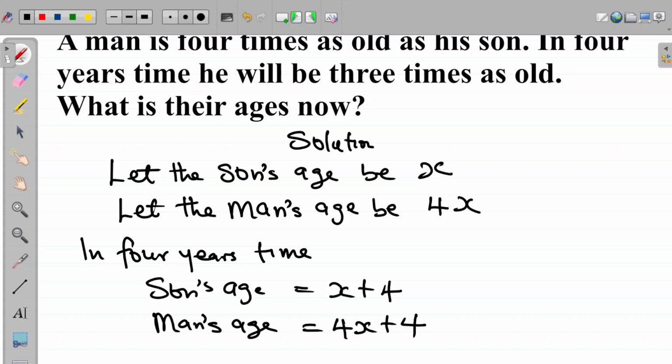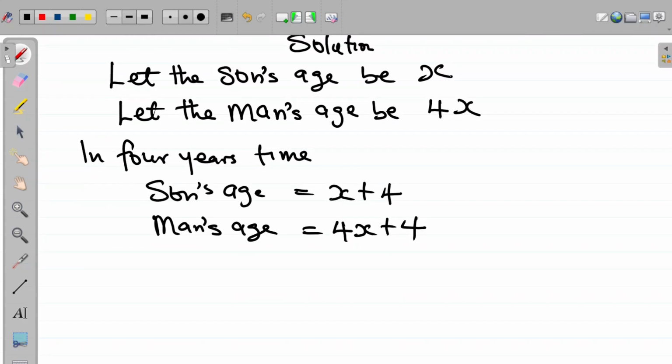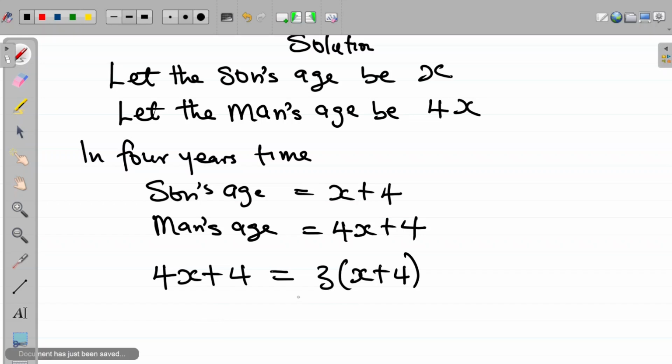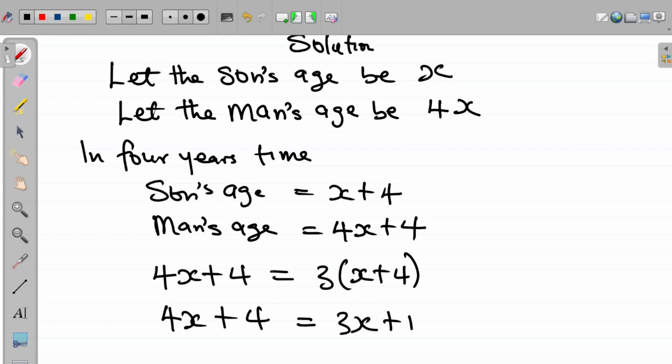But the question states that in 4 years' time, the man's age will be 3 times as old as his son. So therefore, we have that 4x plus 4 is equal to 3 multiplied by x plus 4. This is because in 4 years' time, the man's age will be 3 times the age of his son. Now, to solve this, we have to open up the bracket on our right hand side. So we have that 4x plus 4 is equal to 3 times x is 3x, 3 times 4 is 12.